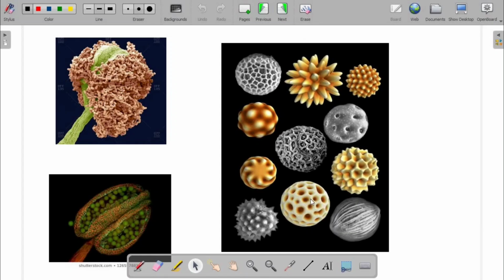The next diagram shows the different structures of pollen grains. It shows that the exine and intine layers form different outer structures in the pollen grain, varying the shape, size, and structures of pollen grains in different species. So with this, the process of microsporogenesis ends and the next process starts. In the next video, we will be looking at how the process of megasporogenesis or female gamete formation takes place.